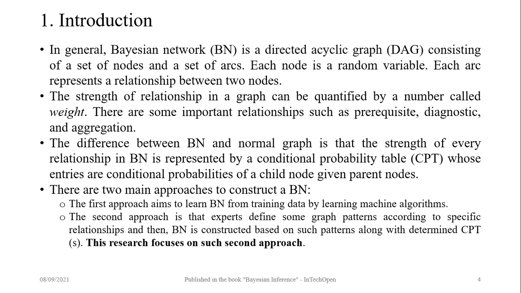There are two main approaches to construct a BN. The first approach aims to learn BN from training data by a machine learning algorithm. The second approach is that it first defines some graph pattern according to a specific relationship, and then BN is constructed based on such pattern along with determined CPT. This research focuses on such second approach.